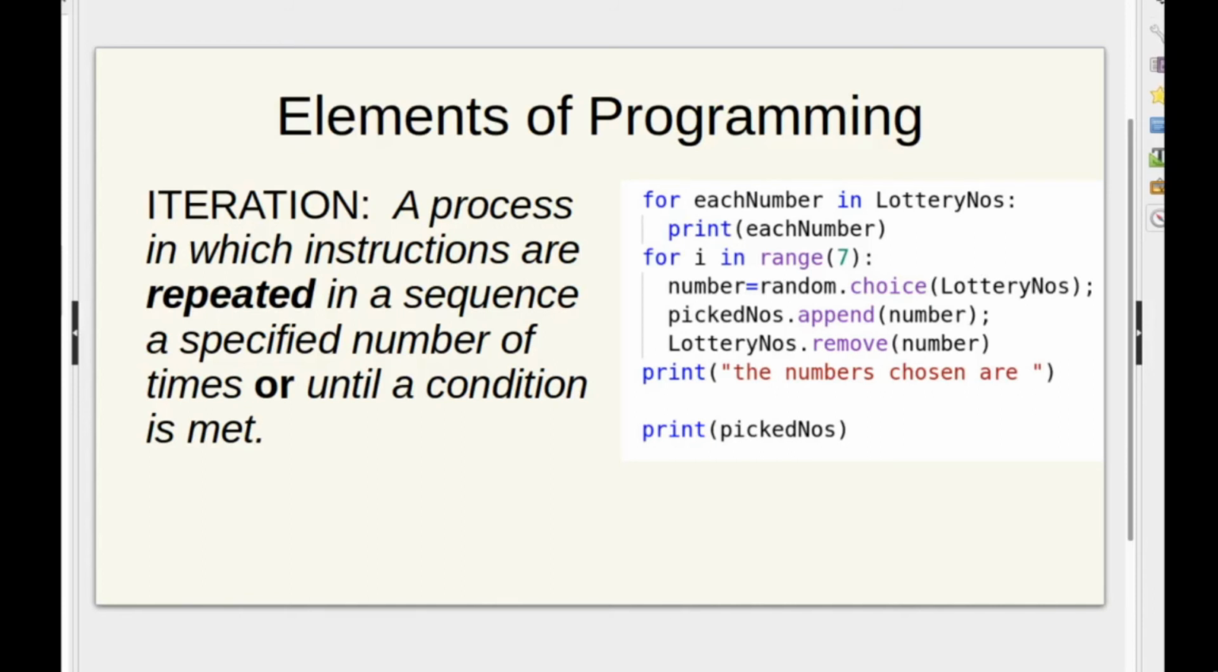So, it iterates through. You want a range of 7 numbers, add your picked numbers, append them in, remove your lottery numbers from above, and print the numbers chosen are, and you print your picked numbers. So, the iterative process goes through. The instructions are repeated in a sequence a specified number of times and or until a condition is met. Okay? I hope that's really clear.